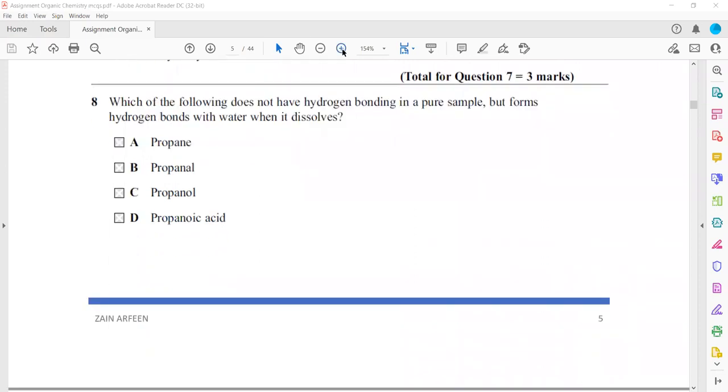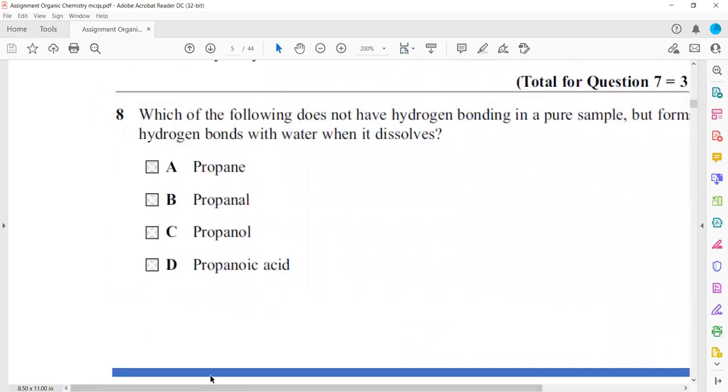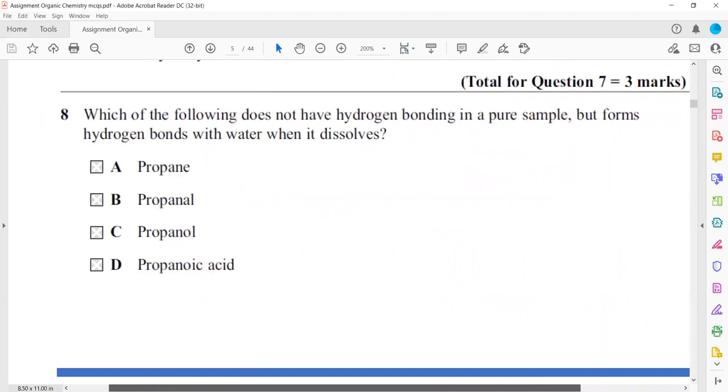Then, which of the following does not have hydrogen bonding in a pure sample but forms hydrogen bonds when it dissolves in water? Inside, it does not have its own hydrogen bonding, but when it dissolves in water, it can form hydrogen bonding. Look, all alcohols have hydrogen bonding. It gets weaker as the carbon chain increases, but they have hydrogen bonding.